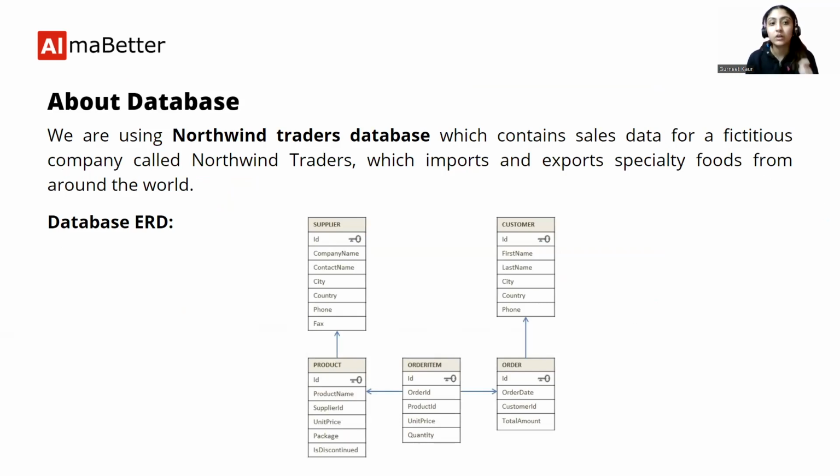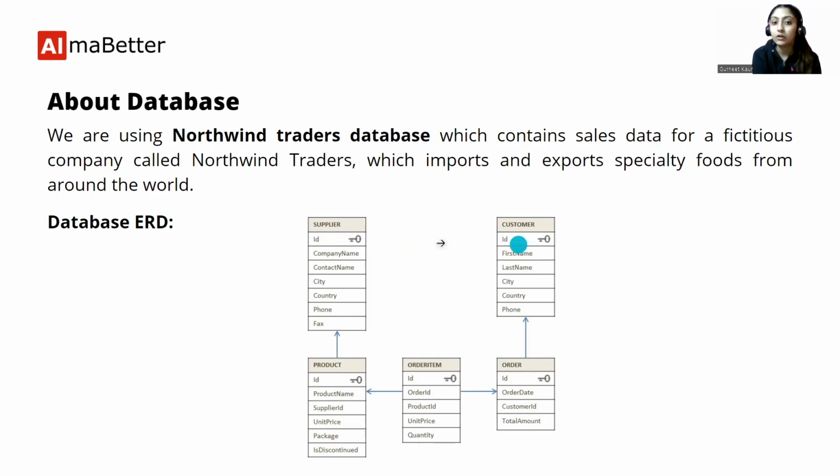The database we are going to use is the Northwind Traders database. It's sales data for a company called Northwind Traders, which imports and exports foods from around the world. Looking at the database, you can see that it has 5 tables: supplier, customer, product, order item, and order. It has primary keys in ID, which means that it uniquely identifies the row. As you can see, in supplier, we have an ID, which is a primary key.